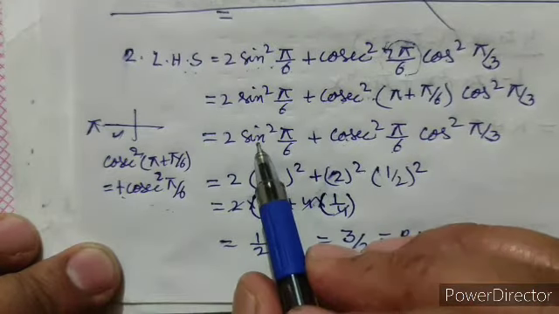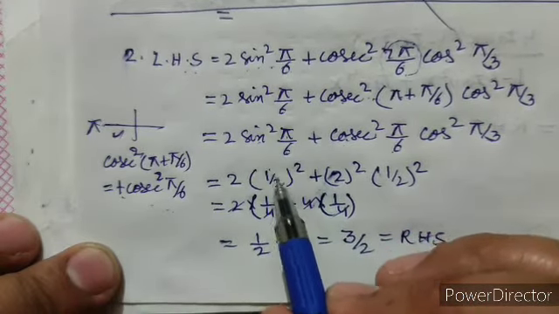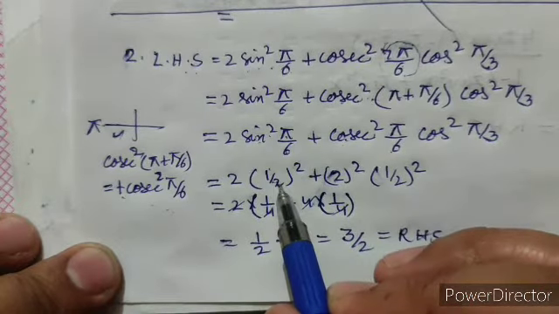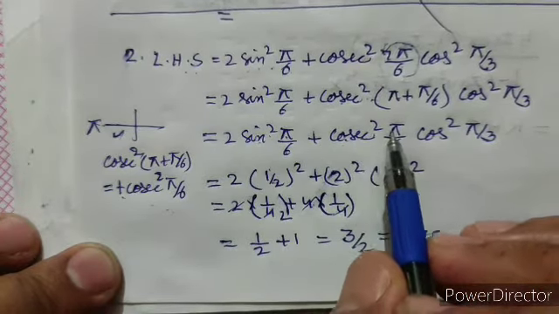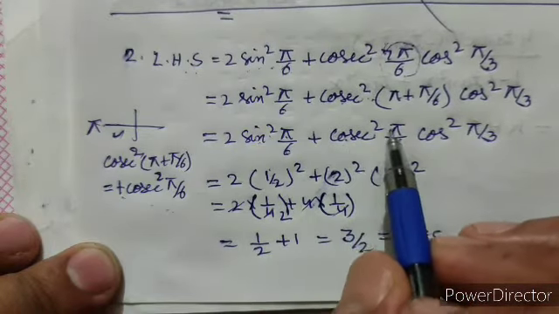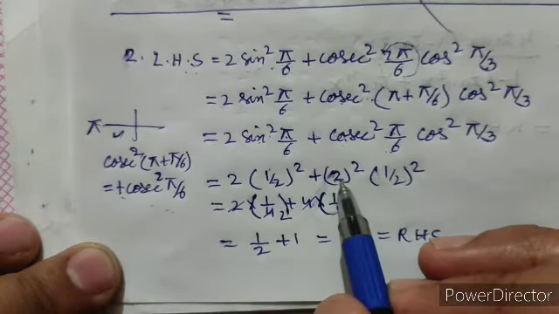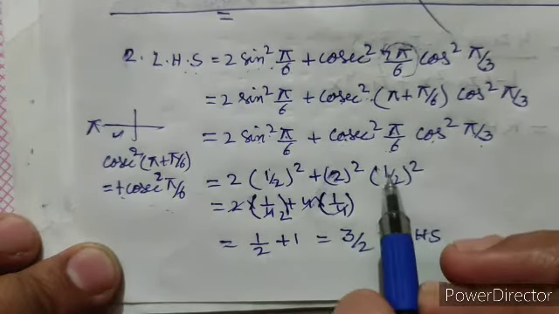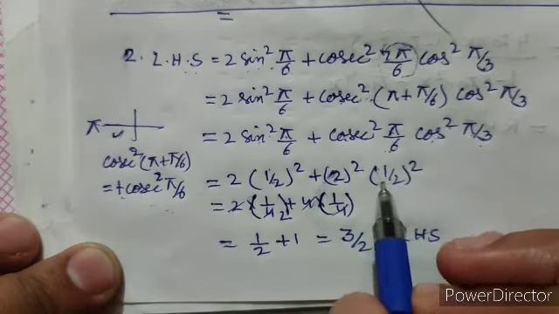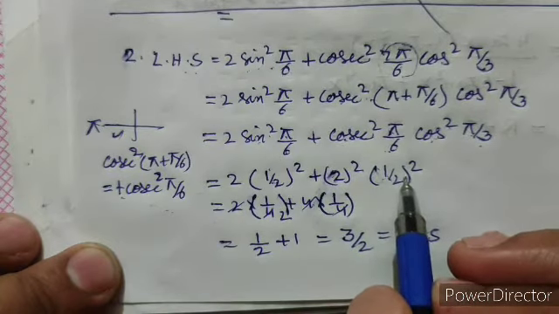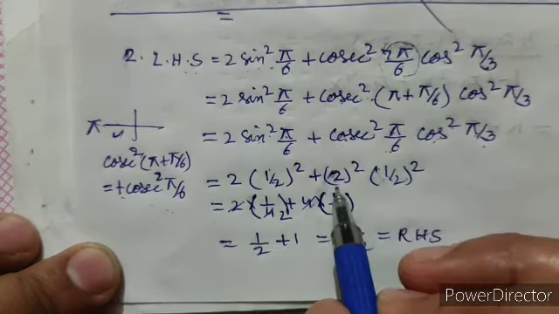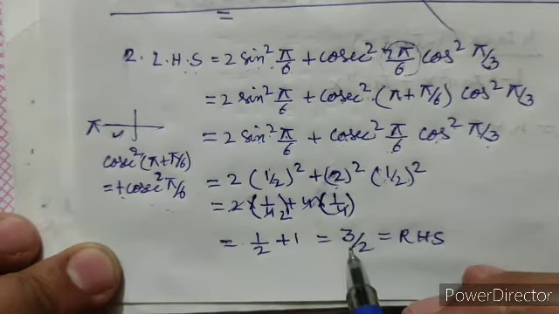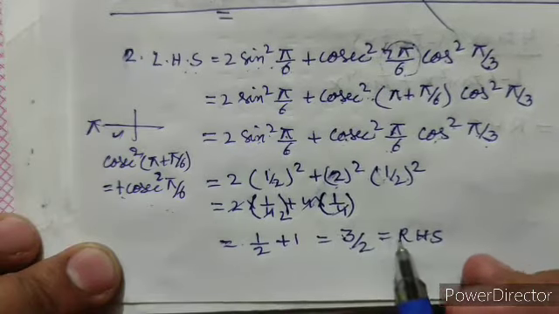As we know, value of sin pi by 6 is 1 by 2. So sin square pi by 6 will be square of 1 by 2. And cosec pi by 6 is equal to 2. So cosec square pi by 6 will be equal to square of 2. Cos pi by 3 is equal to 1 by 2. So cos square pi by 3 will be equal to 1 by 2 whole square. Now this on solving will give us the value as 3 by 2, which is equal to the right hand side.